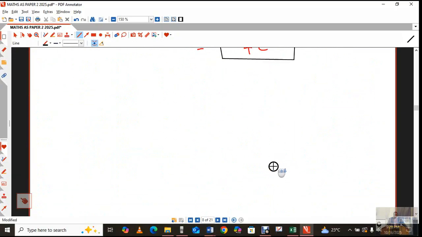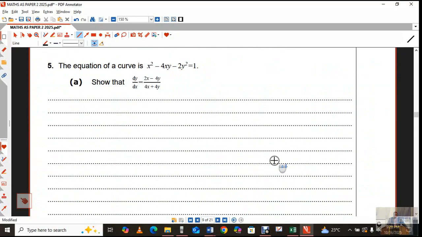Right. Now, let's go to the very next question. The equation of a curve is x squared minus 4xy minus 2y squared is equal to 1. You're supposed to show the derivative. That means this is implicit differentiation. And by now, if you have got problems, you obviously can follow my videos on the channel for you to see how you will be doing implicit differentiation.